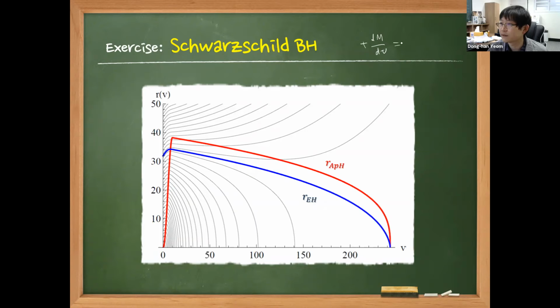dm/dv is minus alpha over m squared. So this is the consistent Hawking-like formula. Based on this assumption, you can solve all the Vaidya metric dynamics. So the apparent horizon behaves something like this. From 0 to time 10, the apparent horizon grows from 0 to a very big radius.